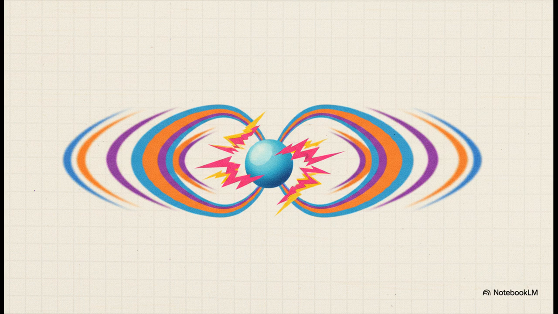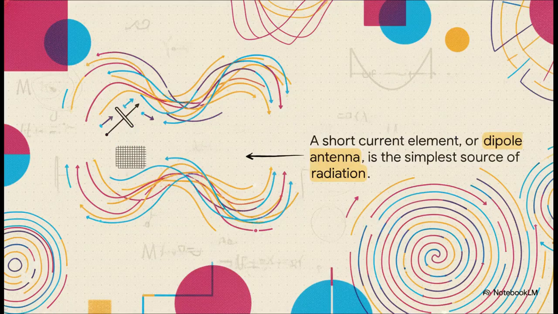When you really get down to it, every radio station, every GPS satellite, even a simple light bulb, it's all just a machine designed to accelerate charges. And what's the simplest way to shake those charges? An antenna, specifically a dipole antenna. You can just think of it as a small piece of wire.